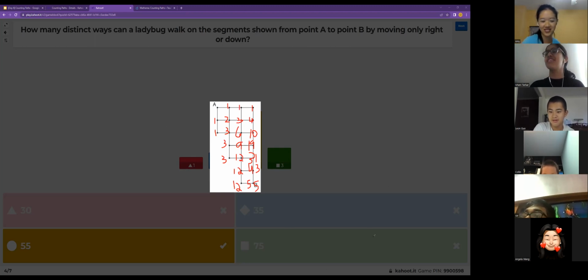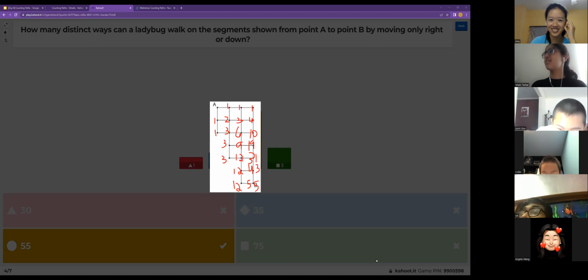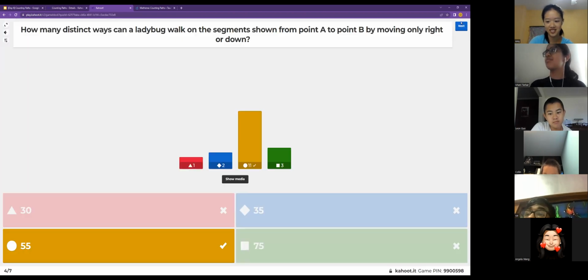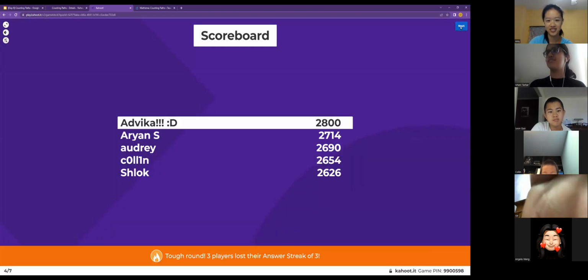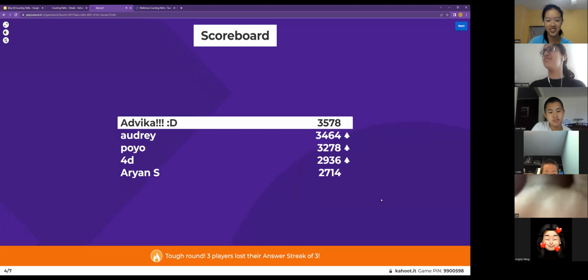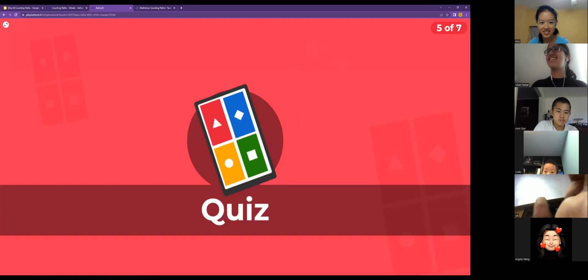Okay. So yeah, you'd get 55, as you can tell by my beautiful diagram. So yeah, just see where you messed up, and then I will clear. Good job, Advika. Vika's still in the lead.